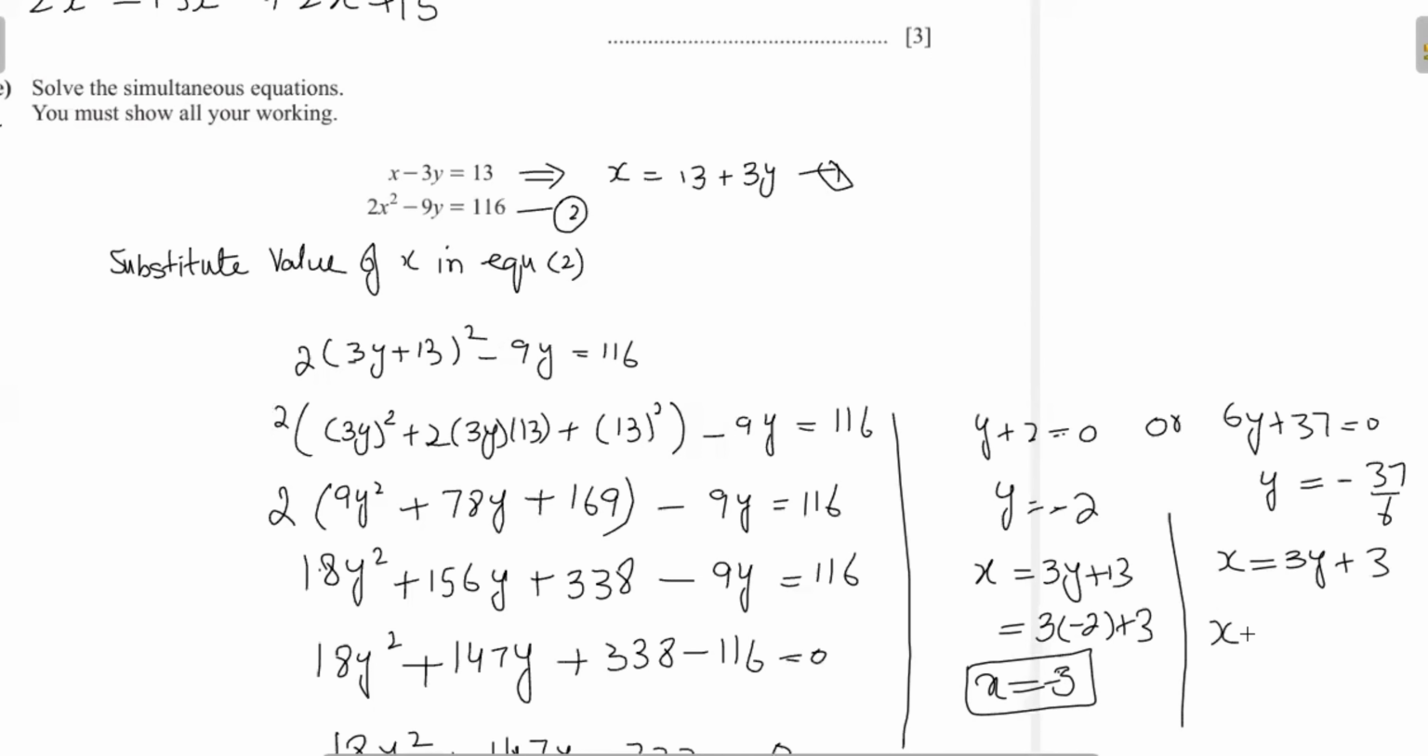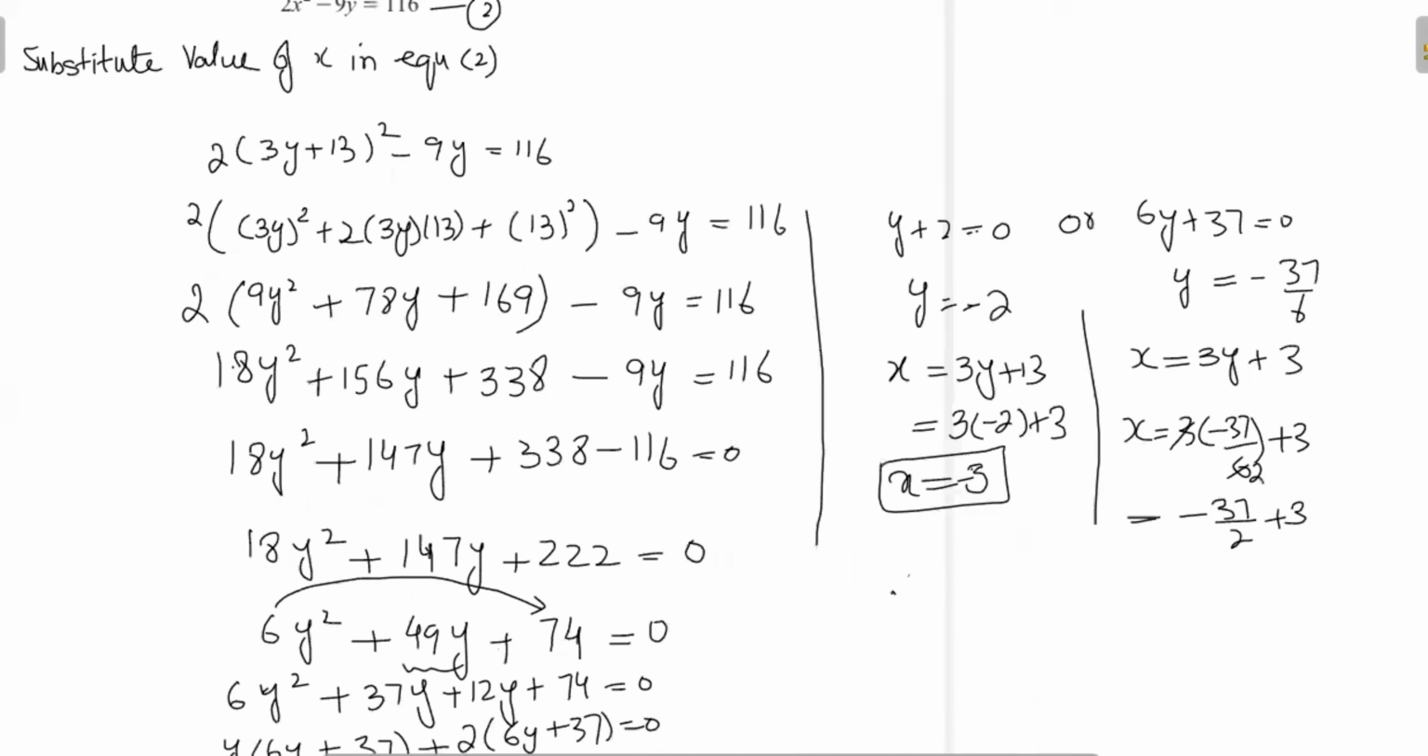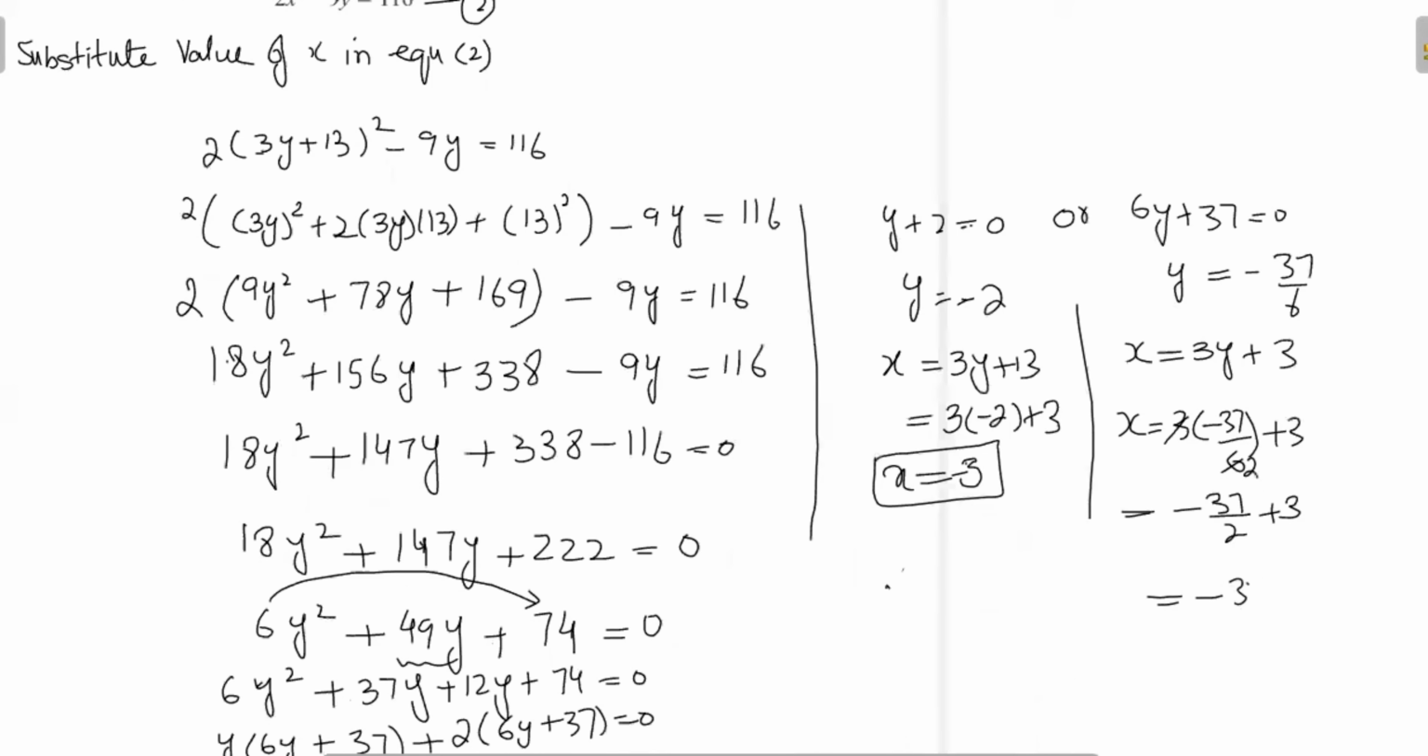And here x equal to 3 into minus 37 over 6 plus 3. We can write 3 times 2 is 6, so minus 37 over 2 plus 3. And this value will be equal to minus 37 plus 6 over 2, and this is minus 31 over 2. And this value is equal to minus 15 1 over 2.